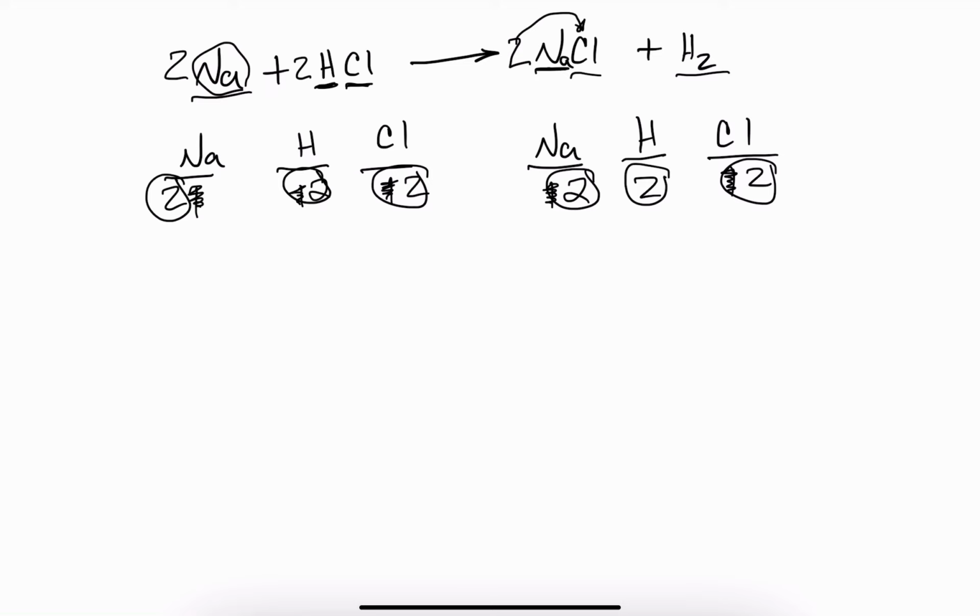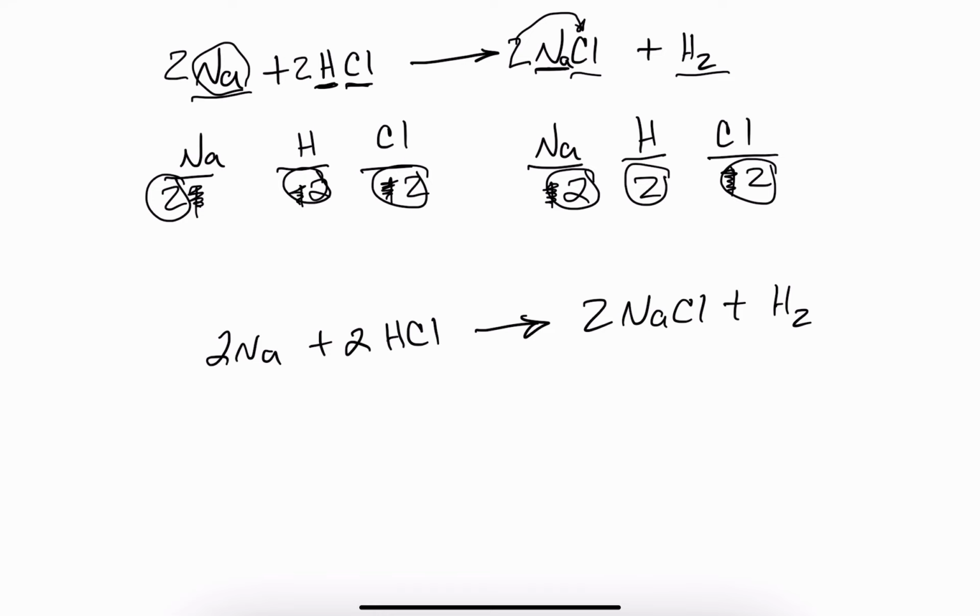Let's write that equation out a little bit cleaner here at the bottom. We would have two sodiums plus two hydrogen chlorides will yield two sodium chlorides plus hydrogen gas.